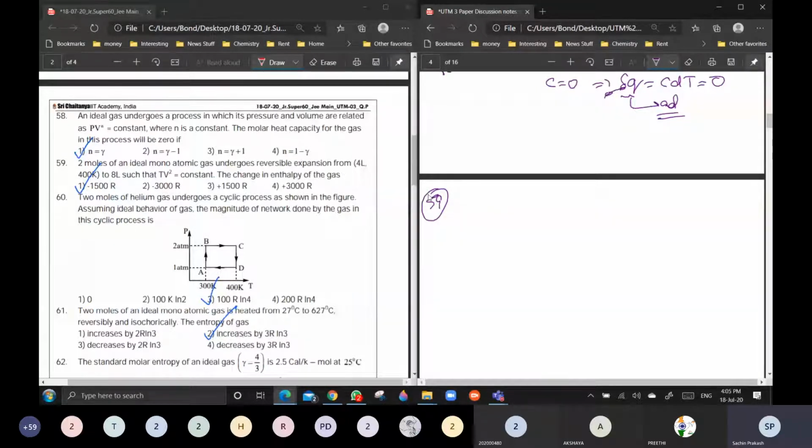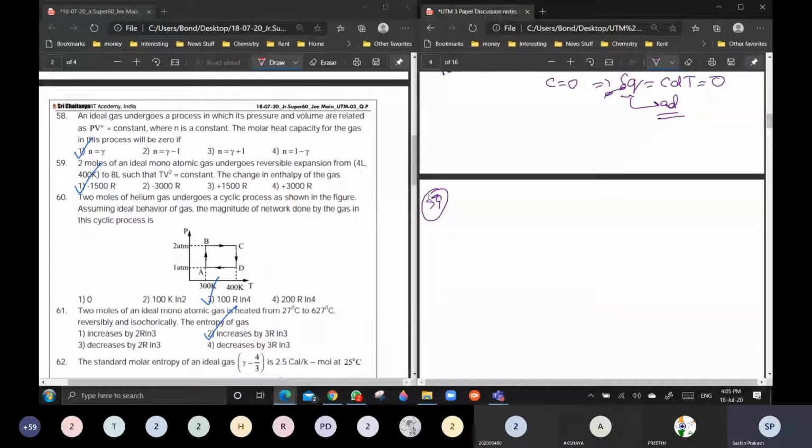Okay, now you see, it is given that you have 2 moles of an ideal gas which is undergoing reversible expansion from 4 liters, 400 K to 8 liters, such that TV square is constant. So what will be the change in the enthalpy of the gas?